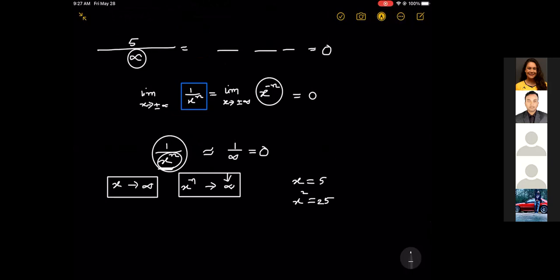I have a question. Sure. What happens when we have infinity over infinity? That's completely undetermined. We can't really determine anything. That's not undefined, we say that's undetermined. That means we can't determine or can't say anything about it.